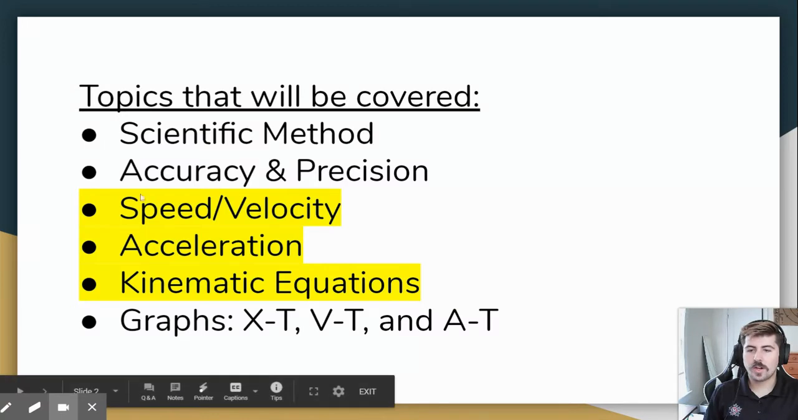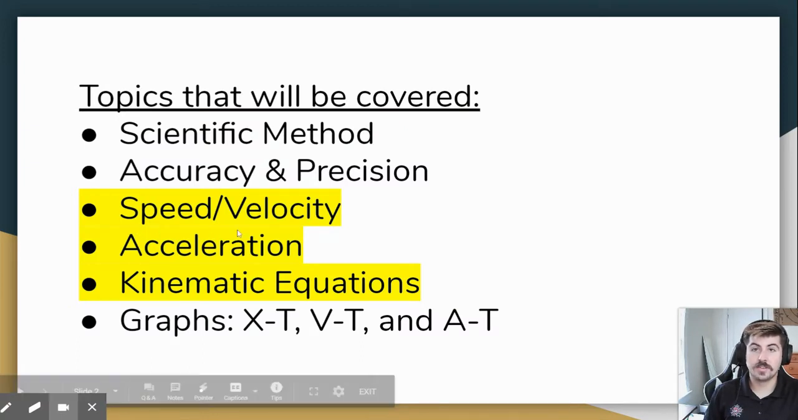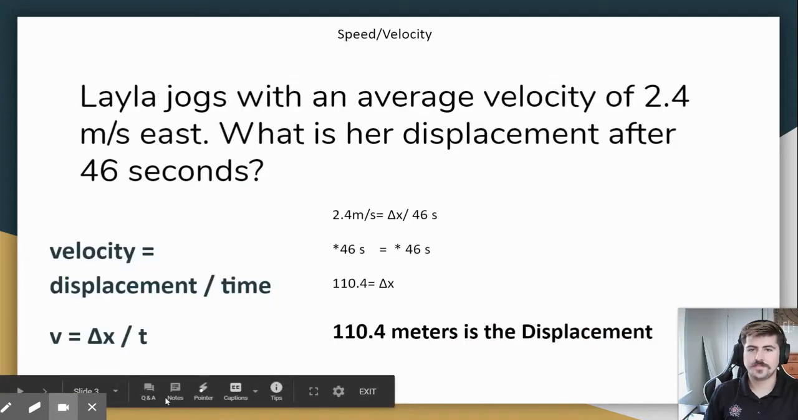So today what we're going to mostly be talking about is these three that have been highlighted here: speed and velocity, acceleration, and kinematic equations. So let's get started. So right here I've got a speed and velocity problem.